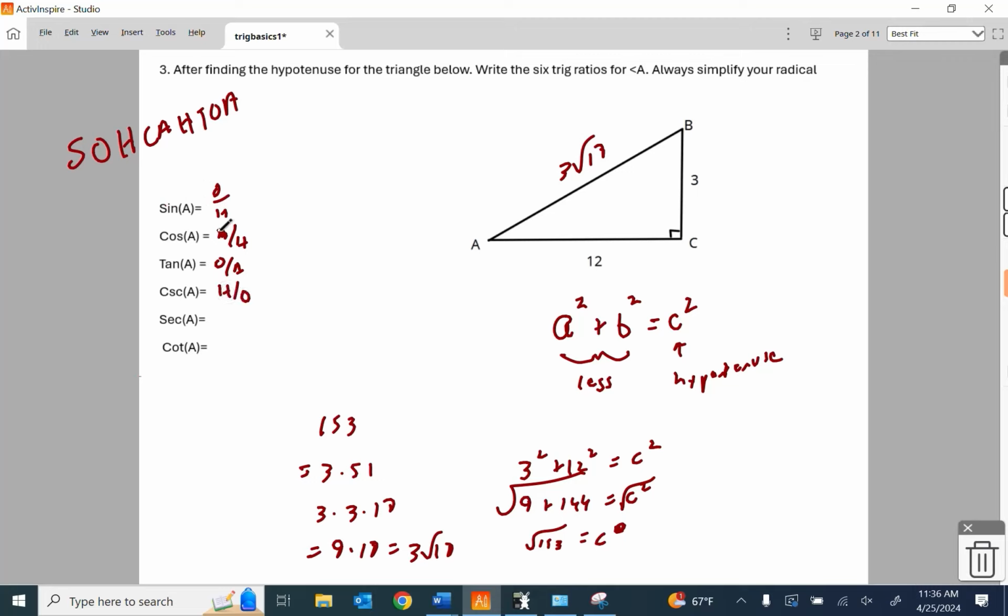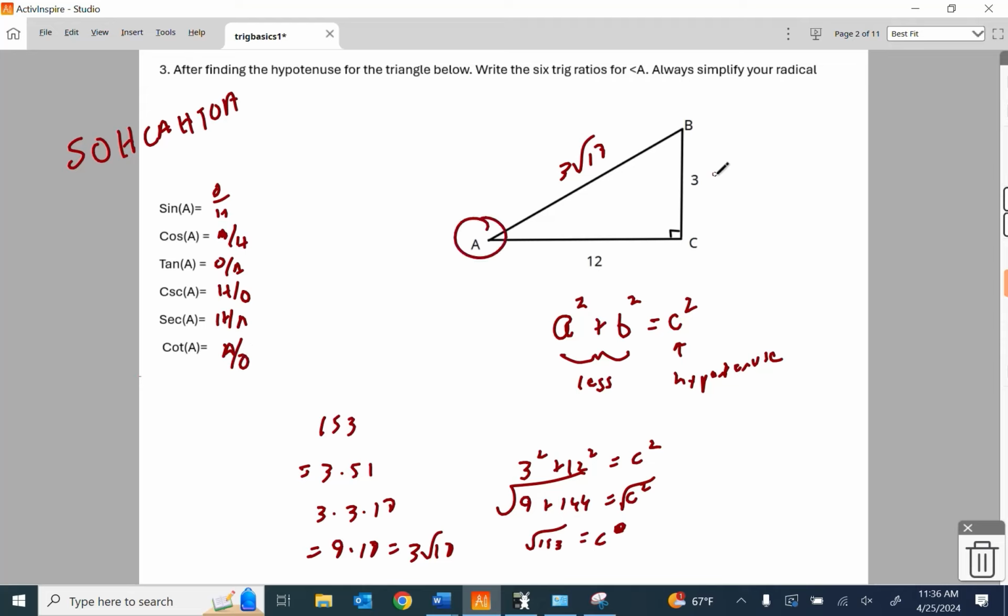Secant is a reciprocal of cosine. Cosine says ah. It's cosine's a breath of fresh air. Secant's a funny guy, says ha. And then cotangent is the reciprocal of tangent. And tangent says oa. Cotangent says ao. And there we go. All of our ratios on angle A.